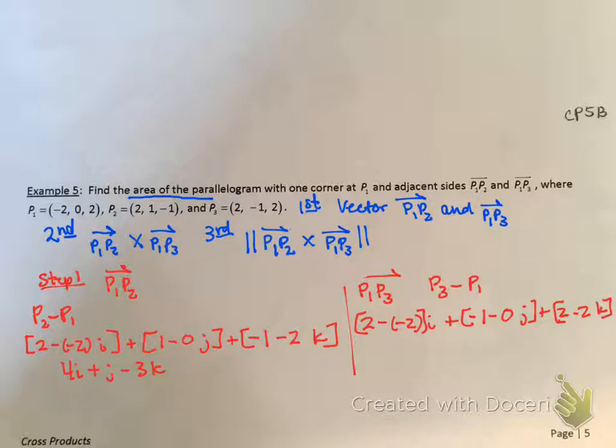Alright, I get 2 plus 2, 4i, minus J, because it's negative 1J, and then 2 minus 2 is 0, so I get 0K. So check your work on that, make sure it looks good. And then I'm going to highlight these two. So I did step 1, I found vector P1, P2, and P1, P3. Now I have to cross these two, so this is going to be on the next page.